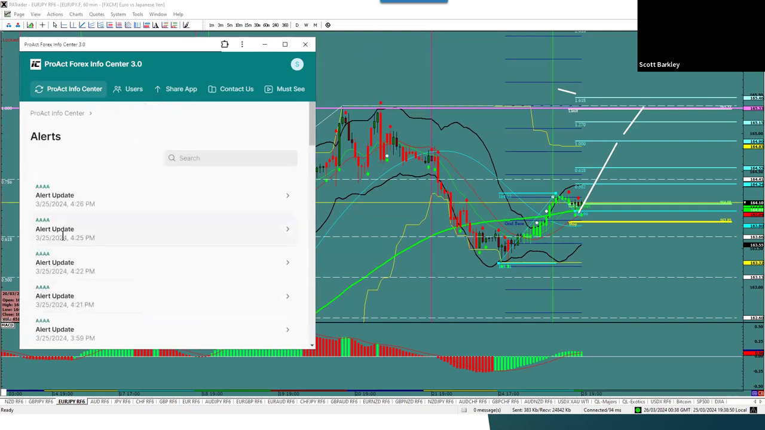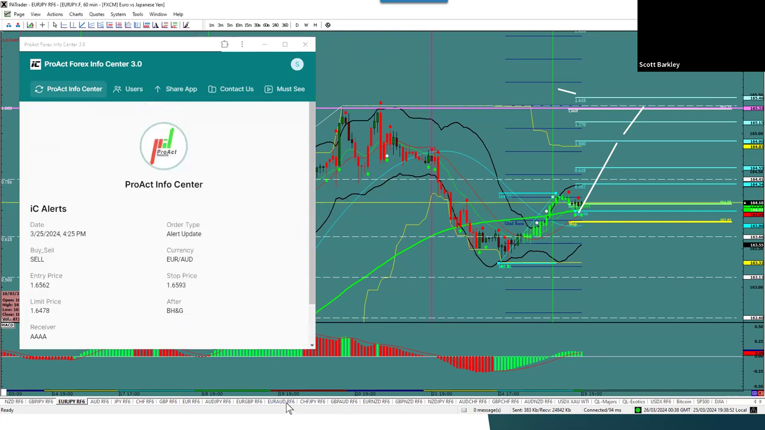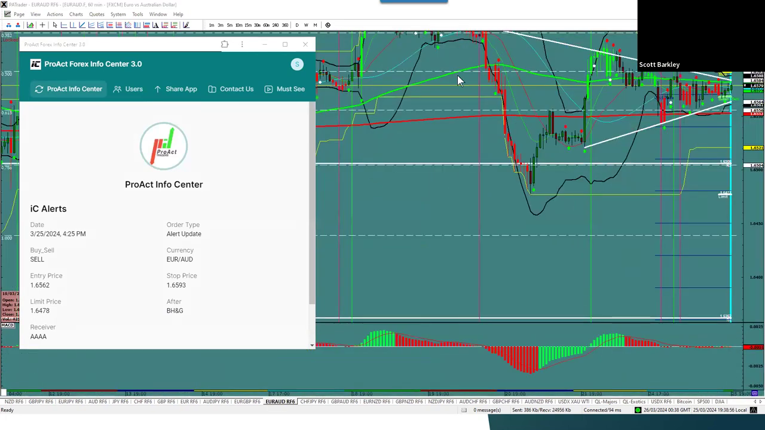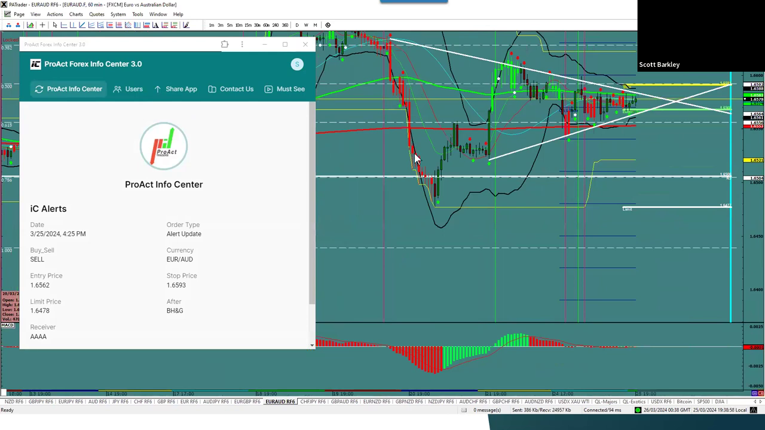The next one is the Euro Aussie. Not a whole lot to choose from here tonight. We're in a pennant in the Euro Aussie, but we came down into the pennant. That means we're probably coming out of here going to the downside. You do have a zero line break to the downside, but you've got us up and down, so it's a big sideways movement here. But we are in a pennant.